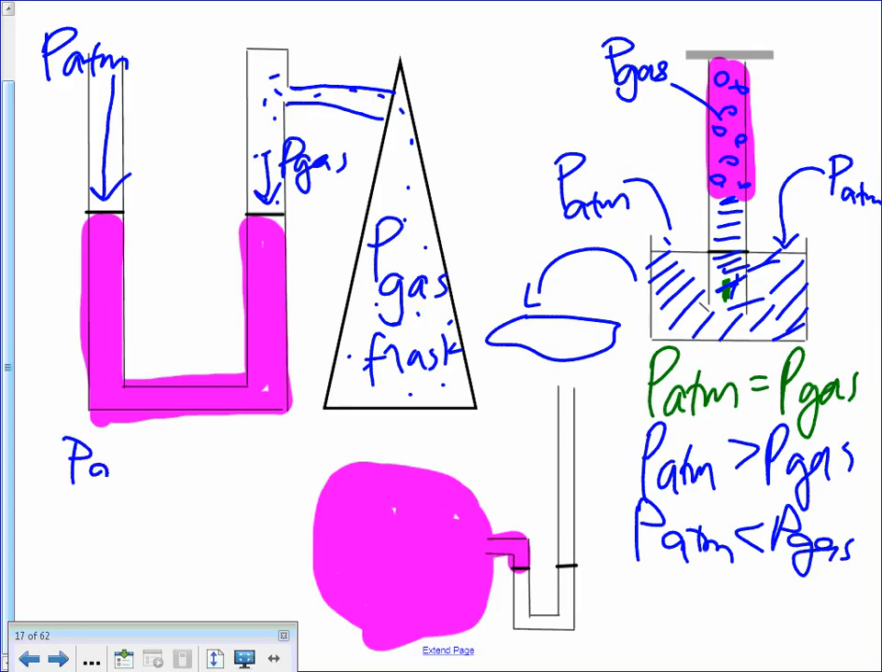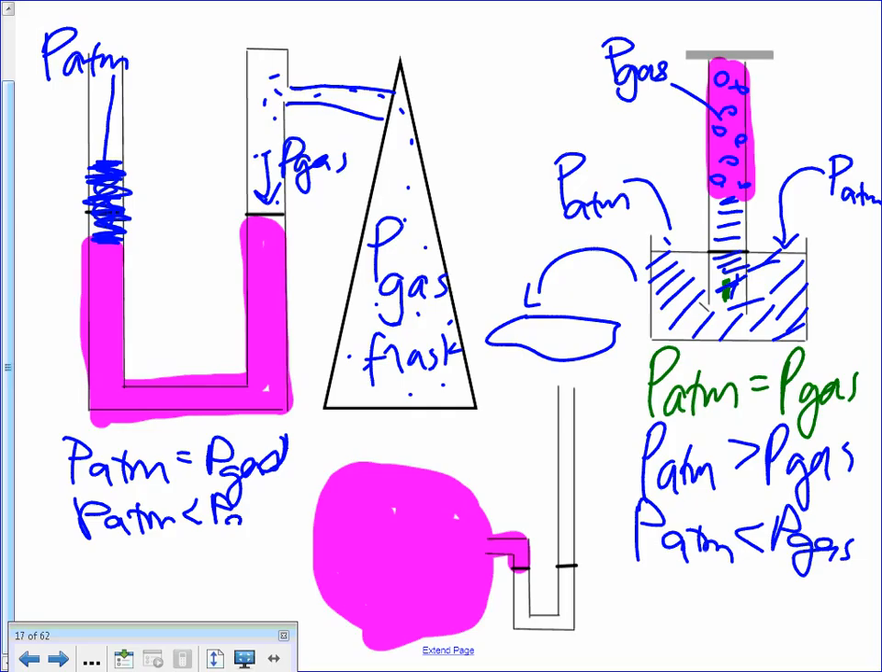So what would it look like if P of the gas was greater? Because right now P of the atmosphere is equal to P of the gas. What would it look like if P of the gas was greater? So the height of the mercury would be greater on this side. Okay, you would say it's like here, right? So you're saying P of the atmosphere is less than P of the gas.